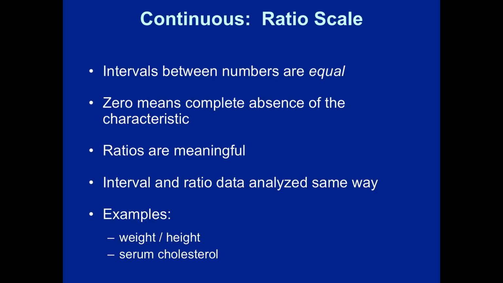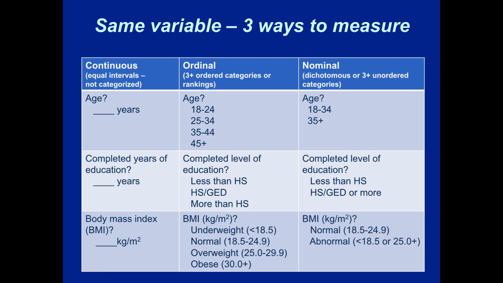So 0 means there is none of that characteristic. So weight, height, cholesterol, if you have a 0 cholesterol level, you have none. That's not realistic either, but you kind of get the idea. Then we did this last week in class, just comparing how you can have the same variable measured each of the different ways. So written out for you, nice and neat in a little table.